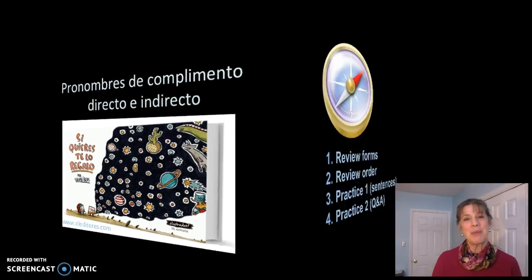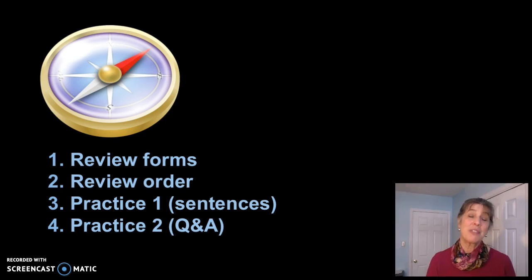I'll start by reviewing the definitions of direct and indirect objects, and I'll review their forms. Then I'll talk quickly about the order they appear and where they appear in a sentence. And then we'll go through some specific examples. The first one will just be rewrite the sentences using direct or direct and indirect objects and their pronouns. And then the second one will be how to work a question and answer sort of format.